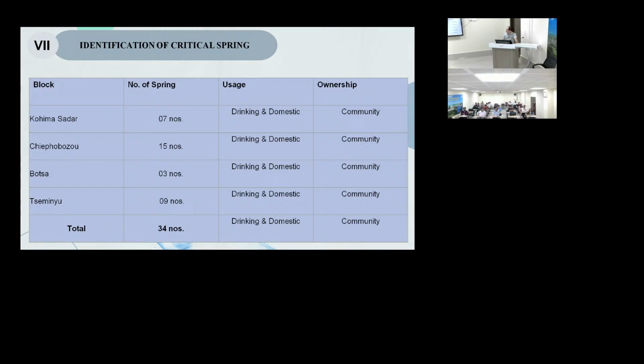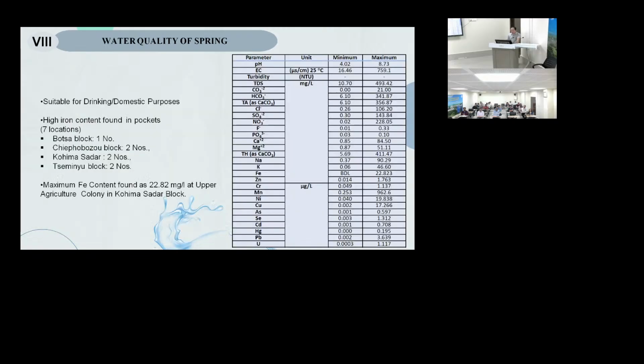So through those studies, we identified some critical springs that need springshed management, around 34 in those 4 blocks. And regarding water quality, most of the springs are within permissible limits, except in a few springs where there is high iron concentration in some areas and high manganese.